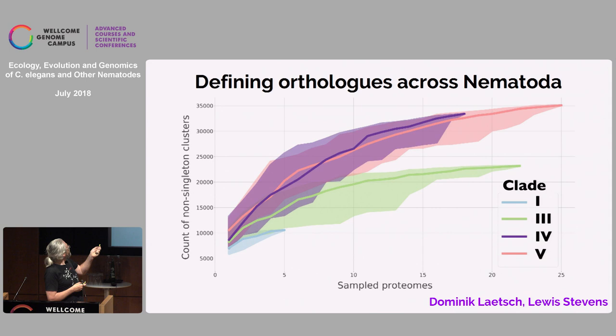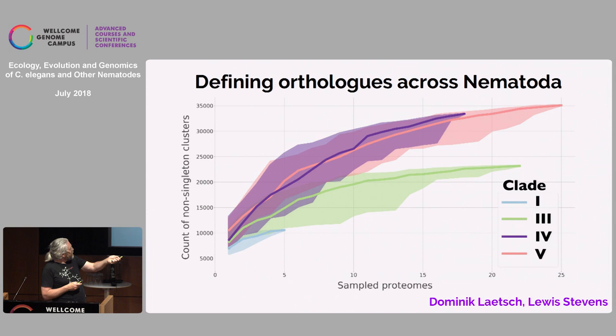Okay, so this pink line here is clade 5, which is the one with C. elegans in. There's about 35,000 different protein families in the 25 species of clade 5 in this analysis. Clade 4, we've only analyzed just under 20 species, but the curve is generally following the same trajectory as the clade 5 one, in that it looks like it's going to asymptote sometime around 35 to 40,000.